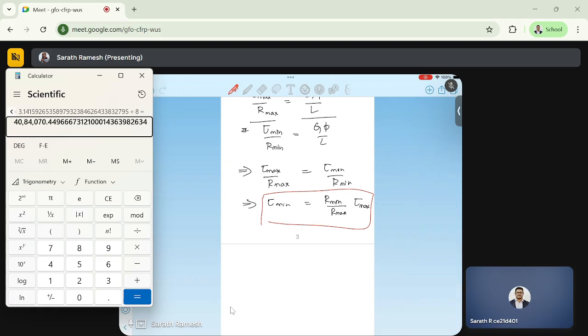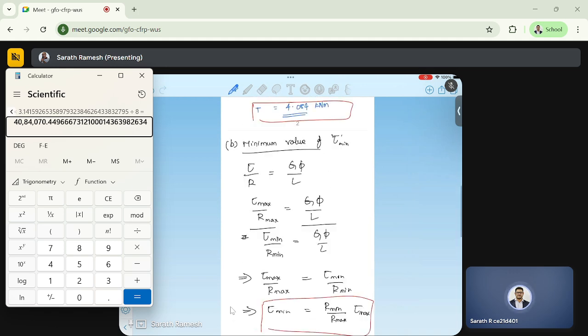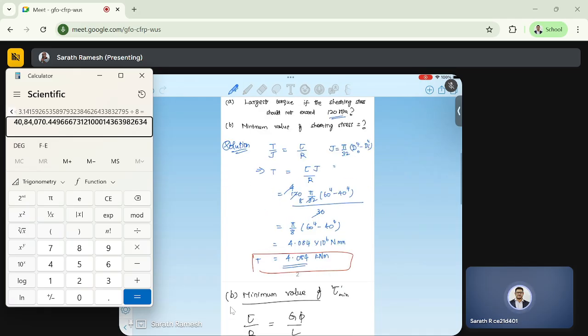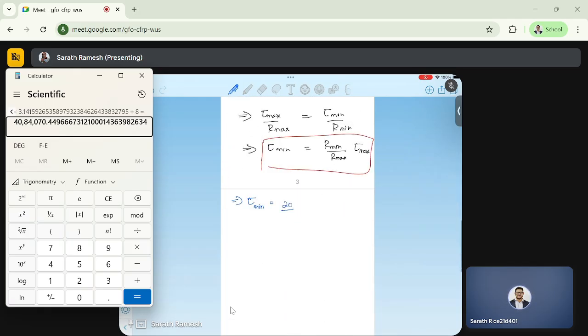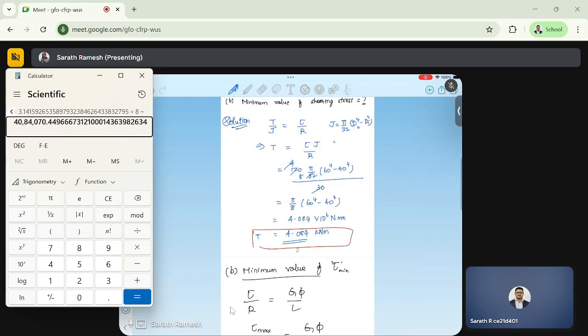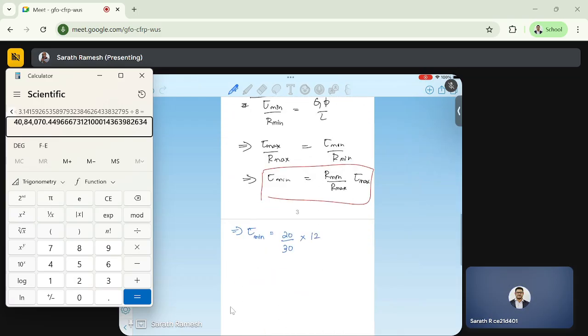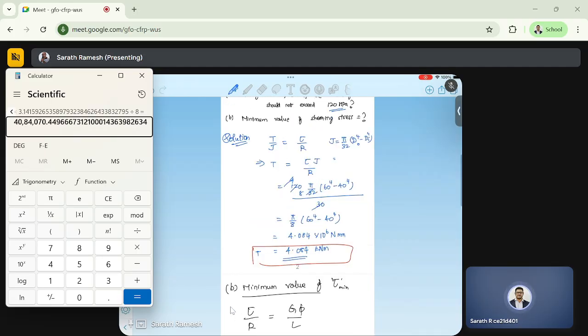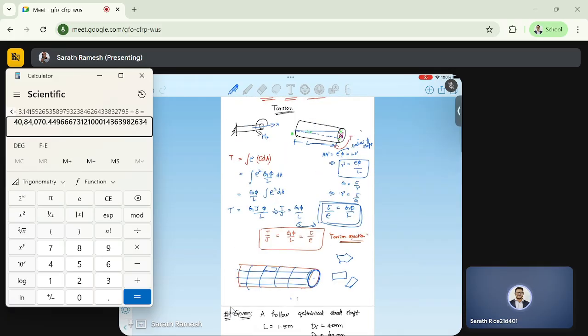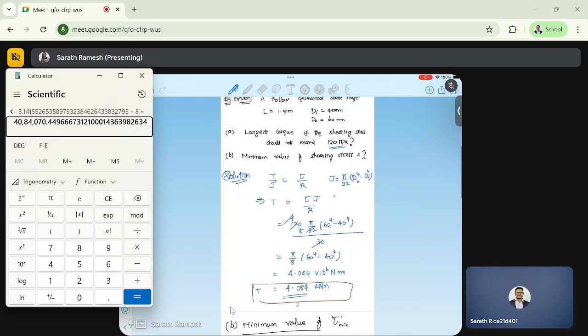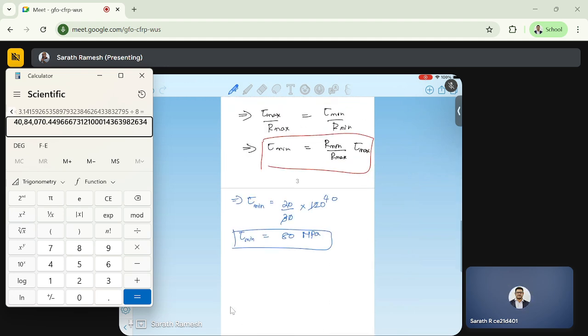Now, the minimum stress: tau min is equal to the minimum radius, 20 mm, over the maximum radius, 30 mm, into tau max, which is 120 megapascal. So 80 megapascal is the minimum. So we get the shear stress variation: on the outer surface it is 120 and it reduces to 80 at the inner surface. Fine.